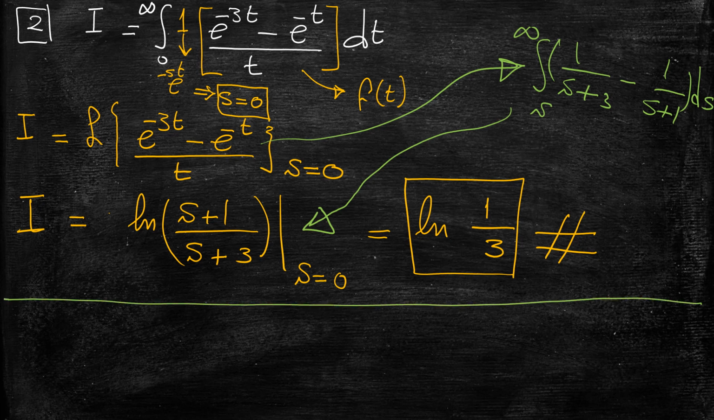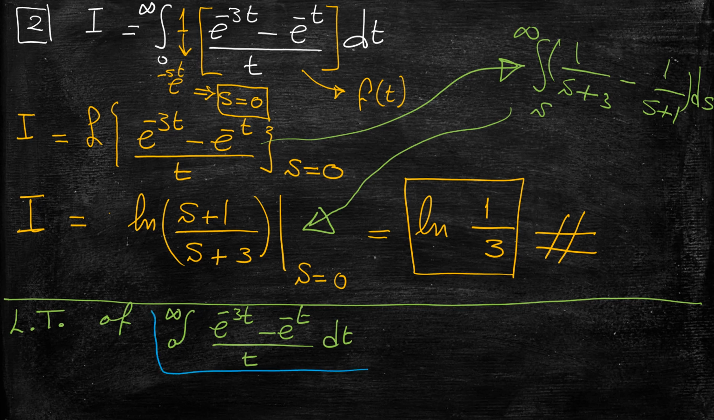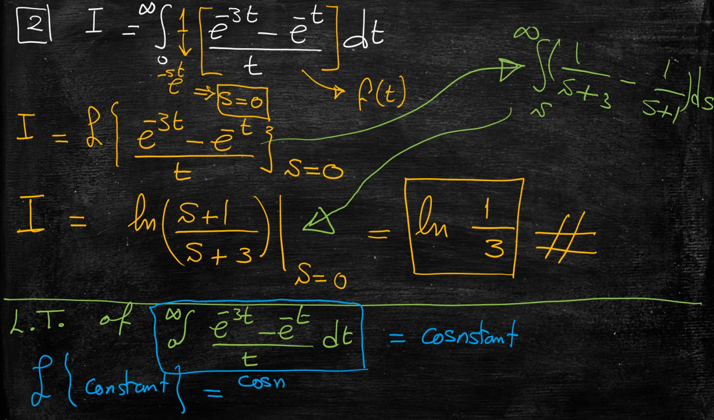Just a quick question here. What's the Laplace transform of the integral from 0 to infinity of e power minus 3t minus e power minus t divided by t dt? If you think about it, this one is a constant. So the Laplace transform of a constant is this constant divided by s. What's the value of this constant? It's ln 1 over 3. So this one will be divided over s.